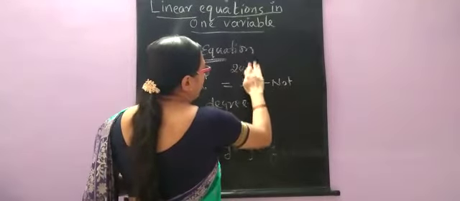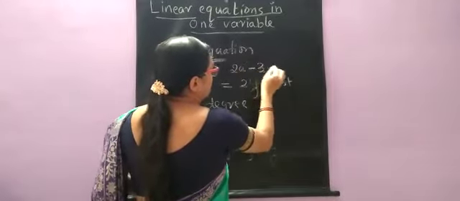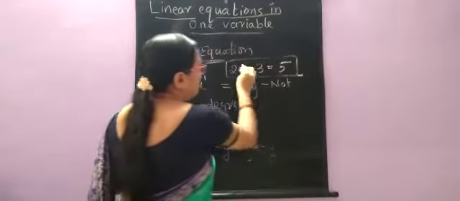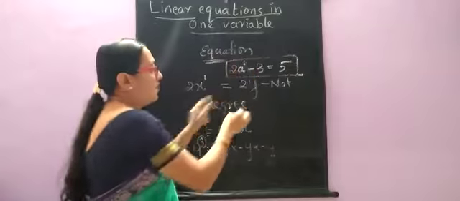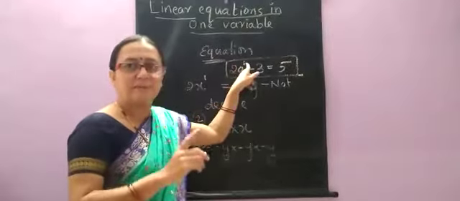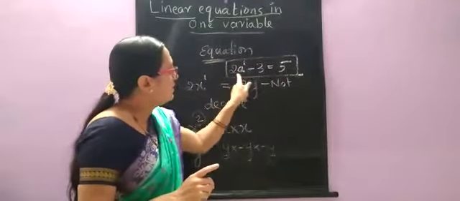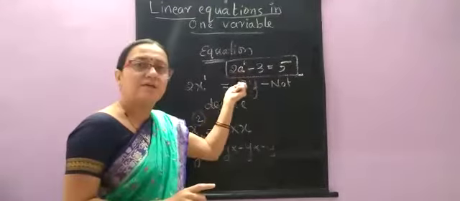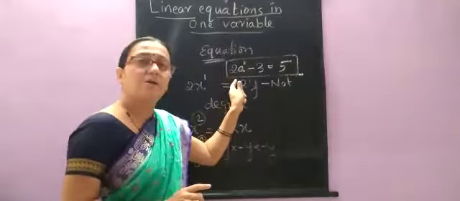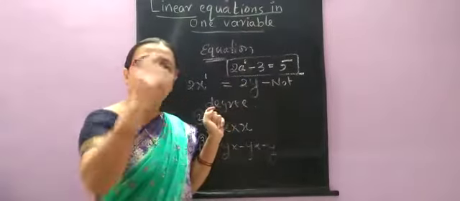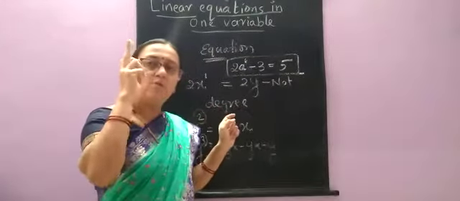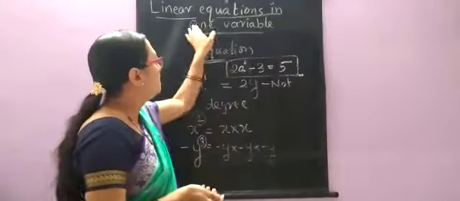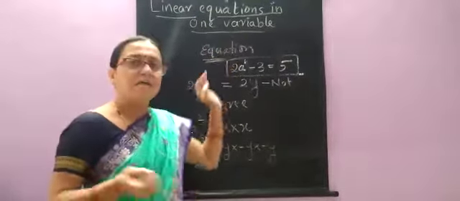2ab, 2a minus 3 equal to 5. Here the variable has a power 1. Nothing is there means 1 has a power. And only one variable is present in this equation. Then such an equation is called a linear equation in one variable. Degree should be 1 and only one variable should be present in the equation. It is called a linear equation in one variable.